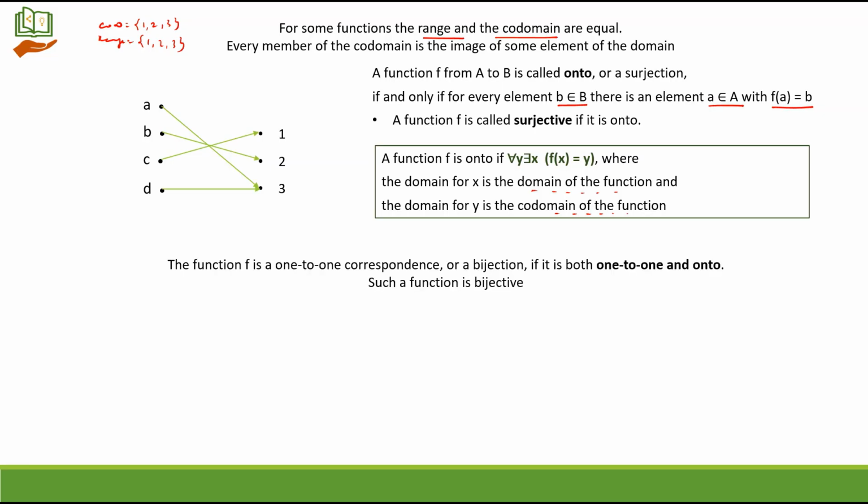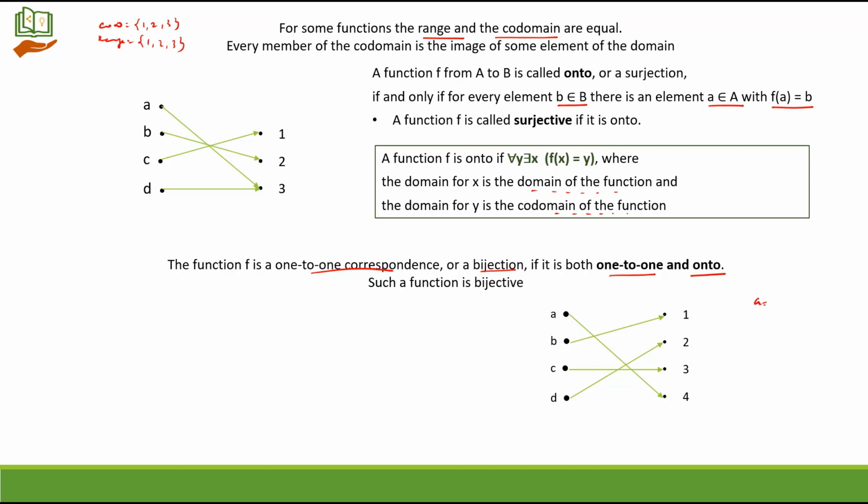The function f is a one-to-one correspondence or a bijection if it is both one-to-one and onto. Such a function is called a bijective function. So let's take an example.